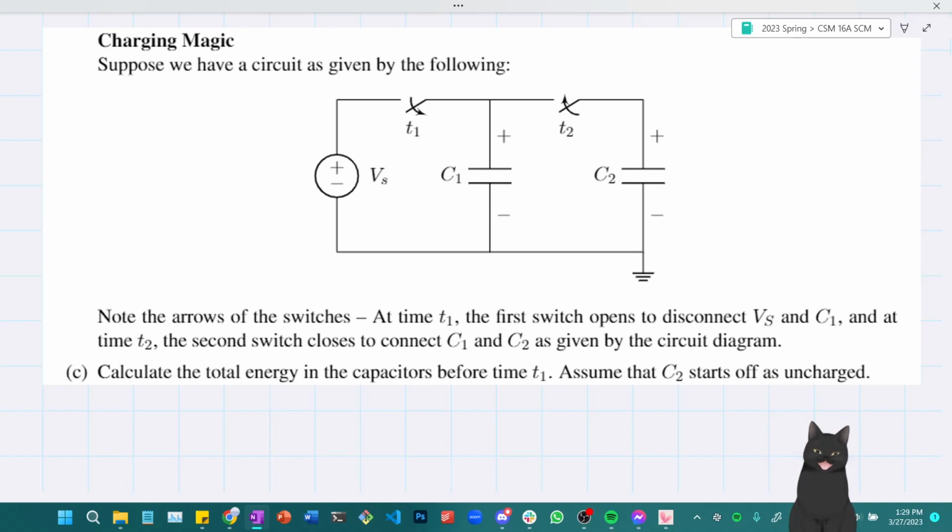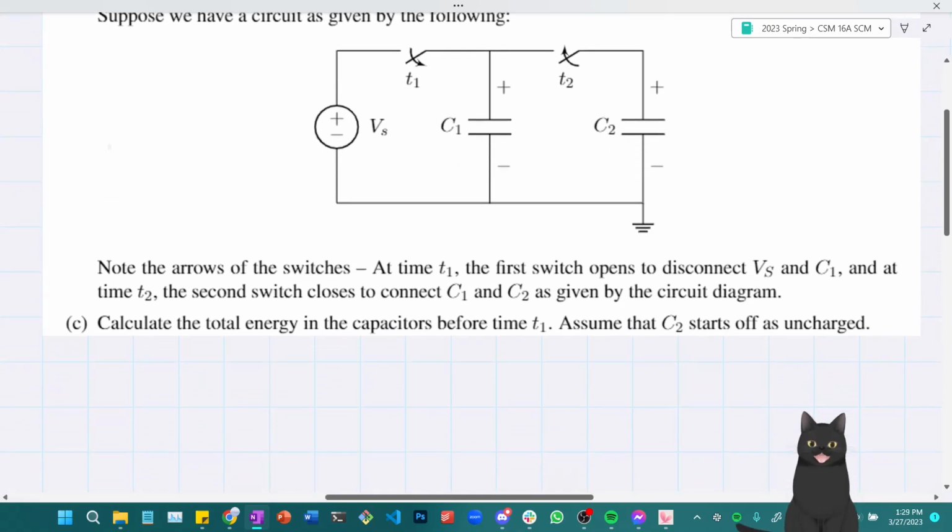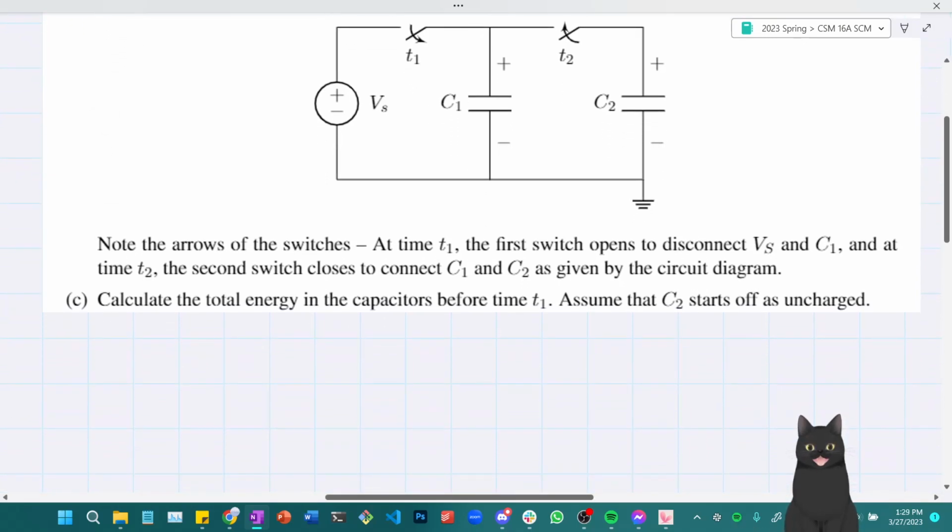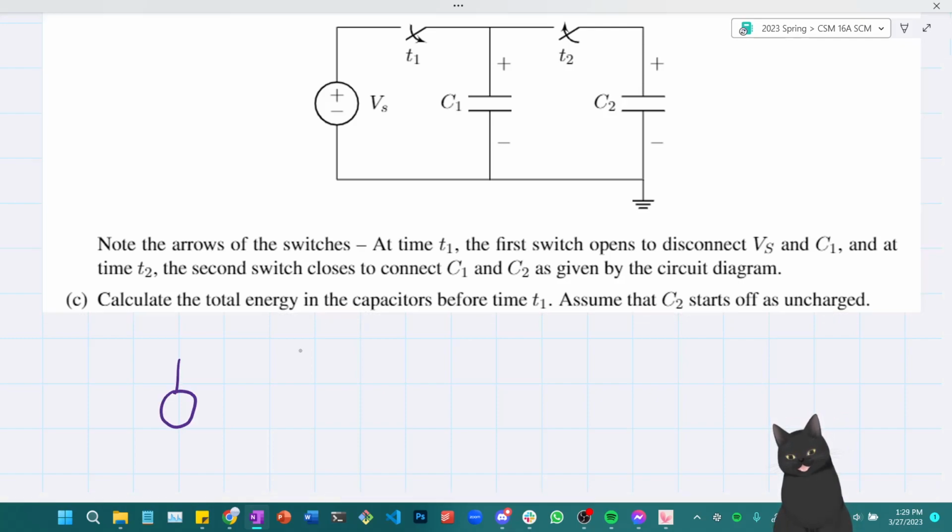First, let's try to calculate the total energy in the capacitors before t1. Assume that the capacitor C2 starts off as uncharged. To do that, we first have to draw out the circuit before t1. So let's look at what happens. What does the circuit look like before t1? I'm going to draw the basic parts of the circuit, with the switch parts being empty so that I know what to do later.